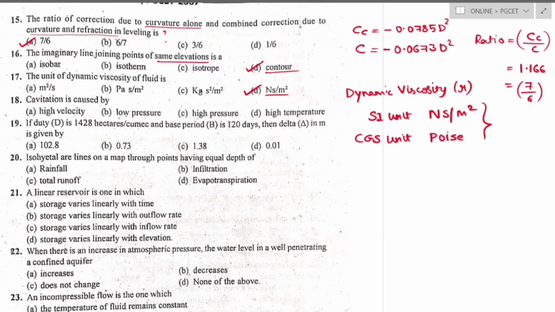Question number 18. Cavitation is caused by low pressure. Cavitation is the formation of gas bubbles of a flowing liquid in a region where the pressure of the liquid falls below its vapor pressure, that is low pressure. So option B is the right answer.